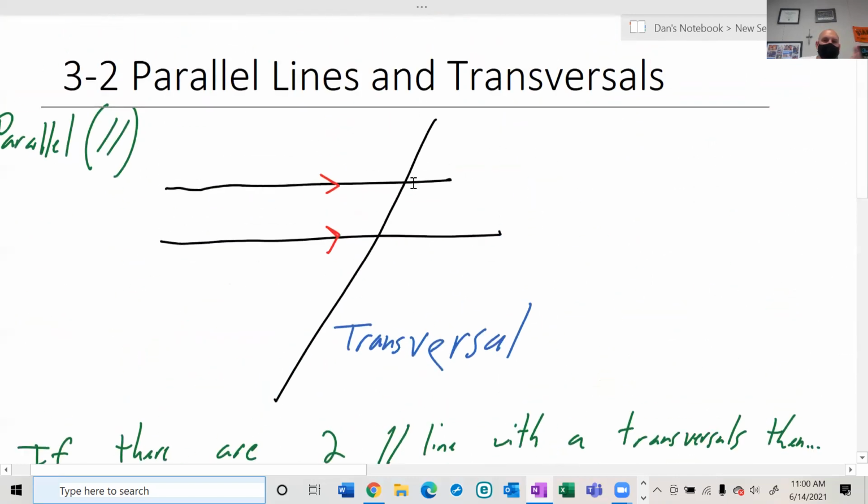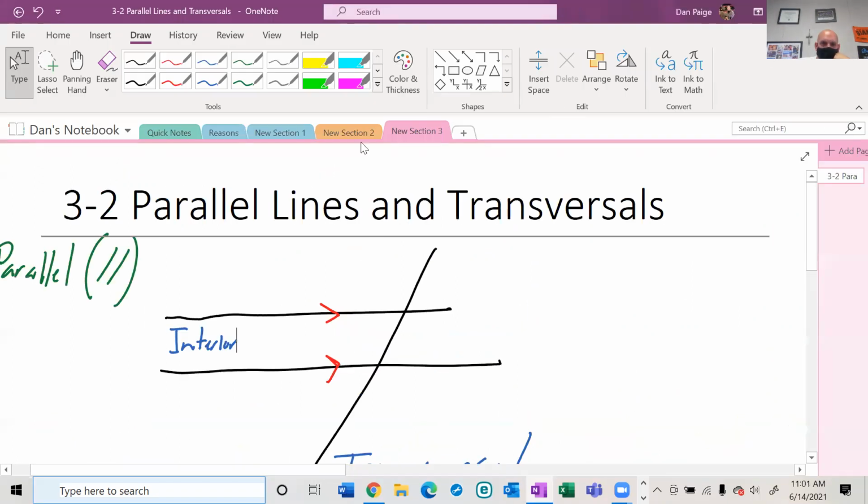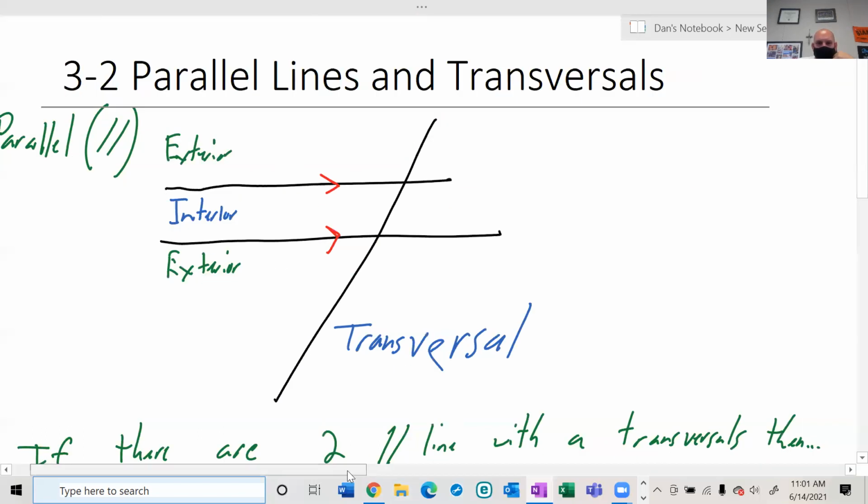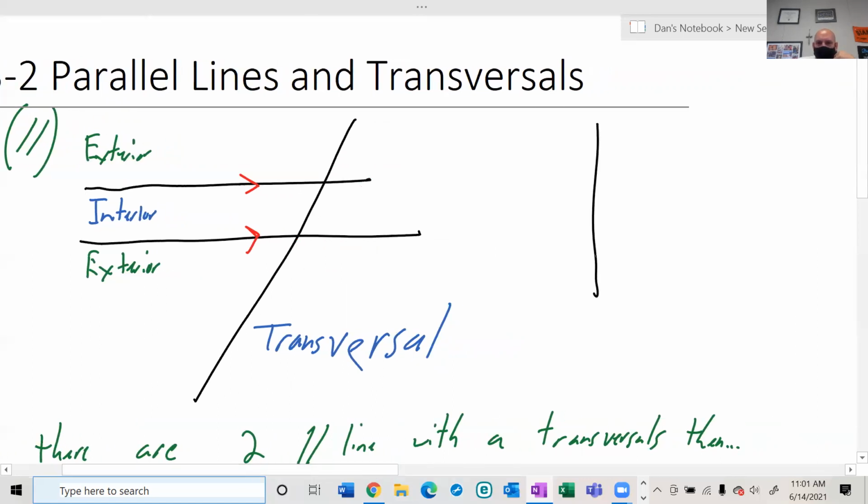First off, let's go back to our base case example here, our normal thing. What I want to show you up here, let's label this. The interior is between the 2 parallel lines. That is the interior. The exterior is outside the 2 parallel lines. Now watch, I could draw this a different way and the interior and exterior might move around. I could have my two parallel lines going straight up and down.